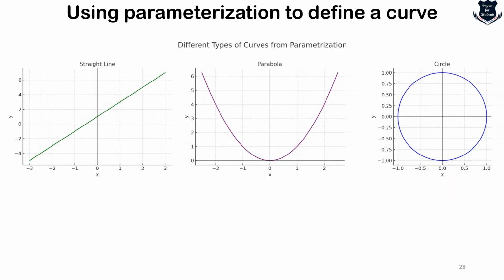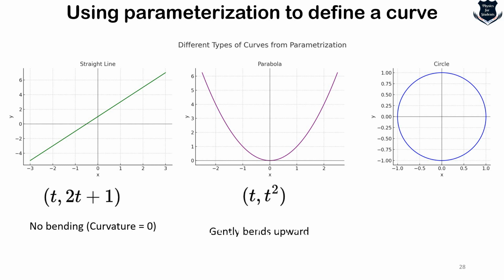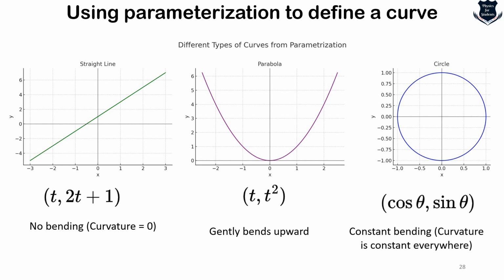So from here, when we move to the next part, we can use all the graphs together. And here you can see that there is no bending. This one is gently bending. And now we have seen that x grows linearly and y grows quadratically. And this is a kind of constant bending.